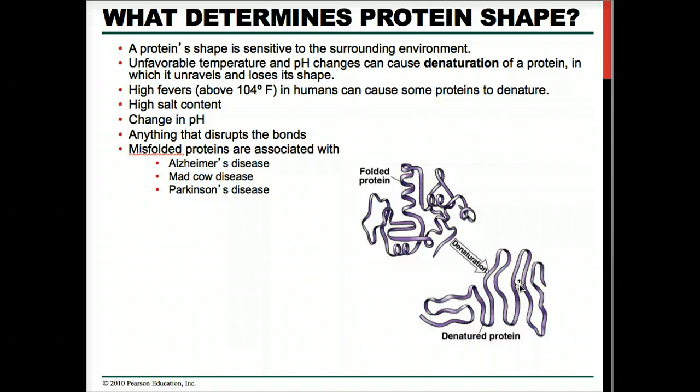Can you go backwards? No, you can't go back to the original egg, right? And how did you denature it? Well, you added it to a hot skillet, right? You've added a high temperature, so you've denatured that protein. It's no longer functional.